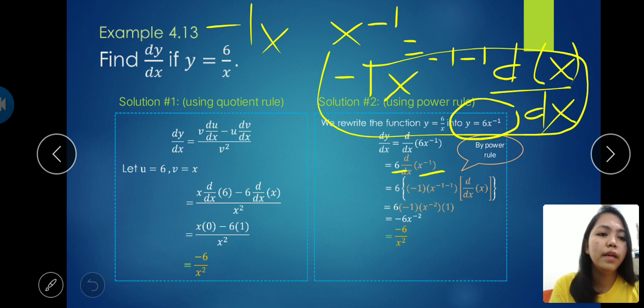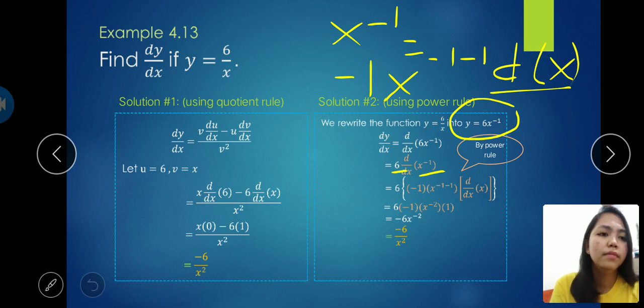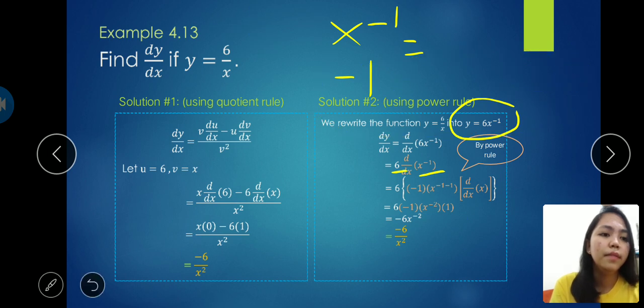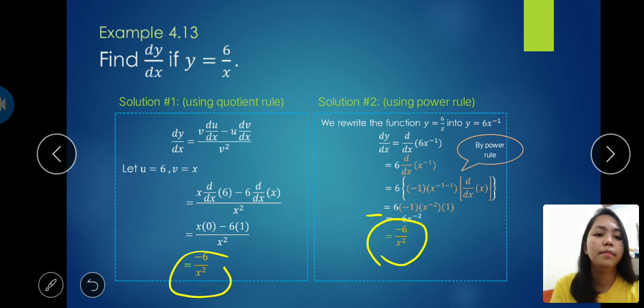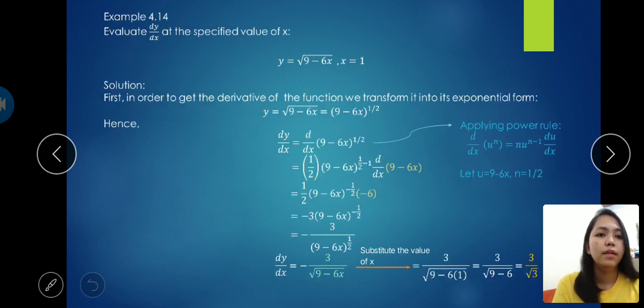So, we have 6 times negative 1 times x raised to negative 2. This is equal to negative 6x raised to negative 2. Or, pag binaba, ayan na. Same lang, diba? So, either of the two solutions is accepted. So, let's move on to the next example.